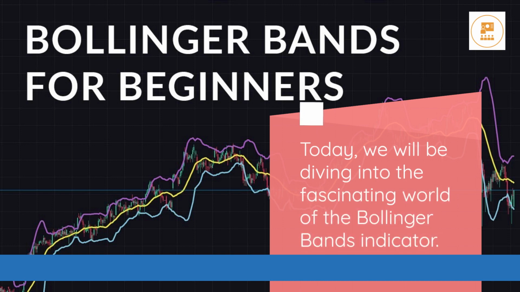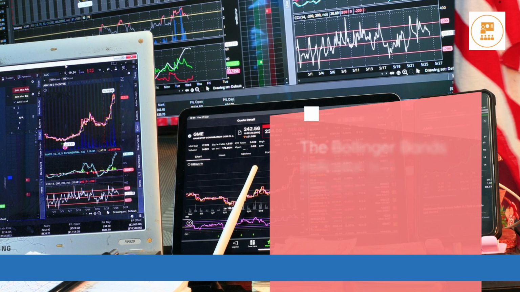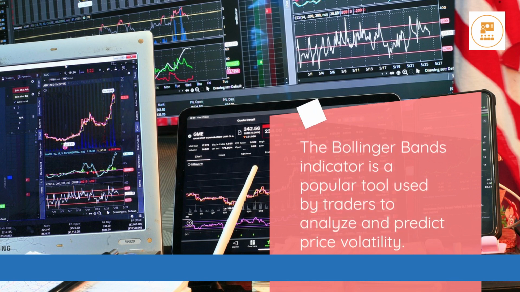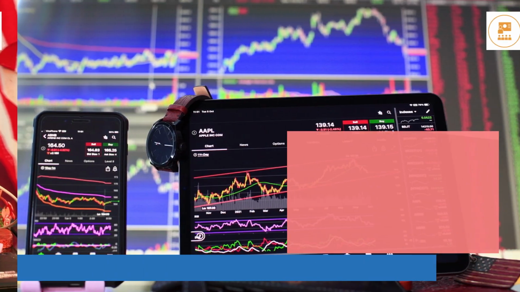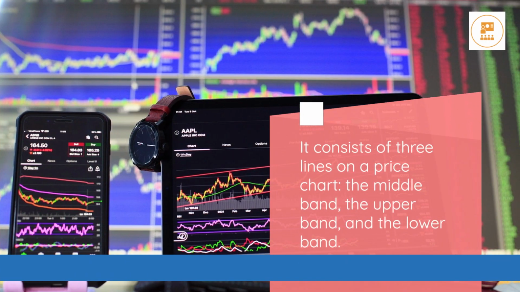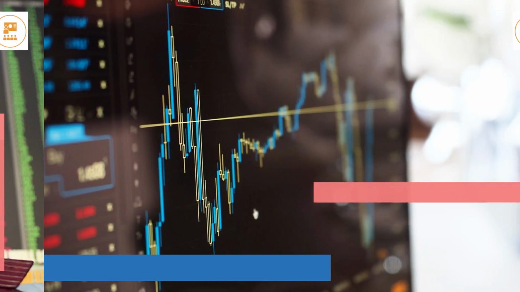Today, we will be diving into the fascinating world of the Bollinger Bands indicator. The Bollinger Bands indicator is a popular tool used by traders to analyze and predict price volatility. It consists of three lines on a price chart: the middle band, the upper band, and the lower band.